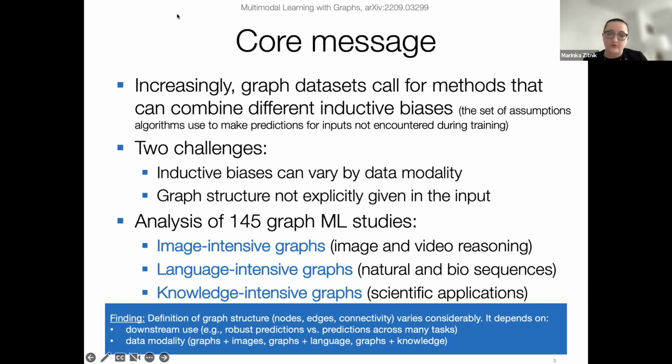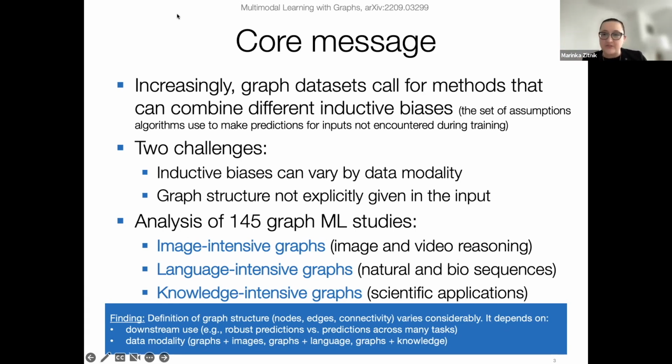And across those 145 studies, what we have seen is that the definition of graph structure, and that entails defining what nodes are, what edges are, and what connectivities are, can vary considerably. It can depend on downstream use. So it becomes interesting to think about whether my goal is to get robust predictions or to have a model that can be used across many different tasks. For example, if you want to reason about proteins, you might want a model where nodes are given not only at the protein level, but perhaps at the subprotein domain level. So you need this multi-scale representation, if you expect that the downstream task will require you to reason about proteins at different levels.